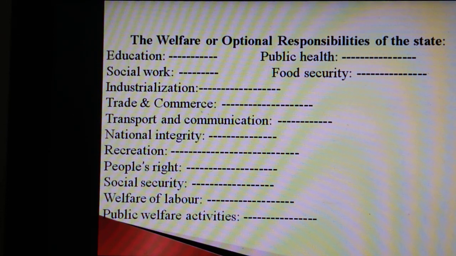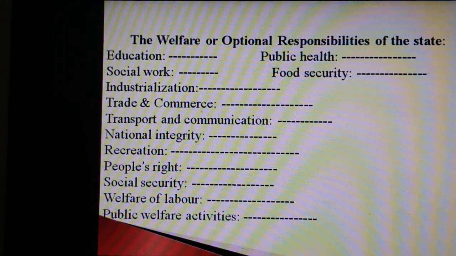Next, recreation. The state sets up stages for performance and establishes playgrounds, parks, and gardens for the entertainment of the citizens. Even the state should conduct games and sports to entertain people.